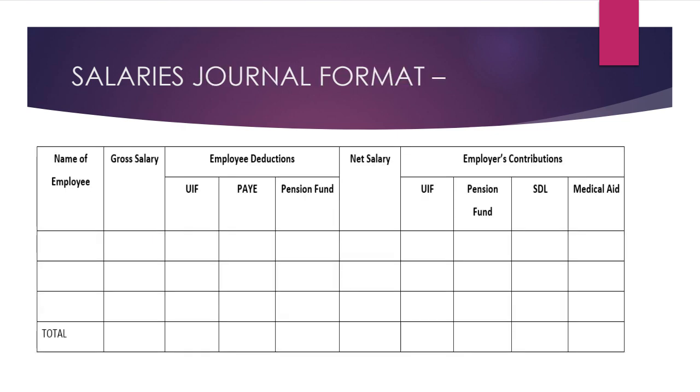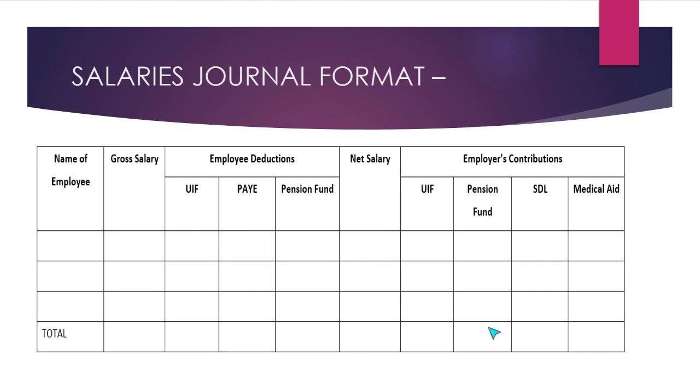So this is what salaries and wages look like. I think you have seen this before. This is the employee side. Can you see the name of the employee? We've got the salary that the employee is going to get, and then these are the deductions: UIF, PAYE, SDL and pension. And we get what? Net salary. How do we get it? Gross salary minus employee deductions. Yes, perfect.